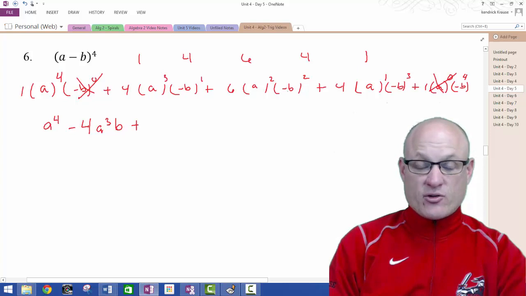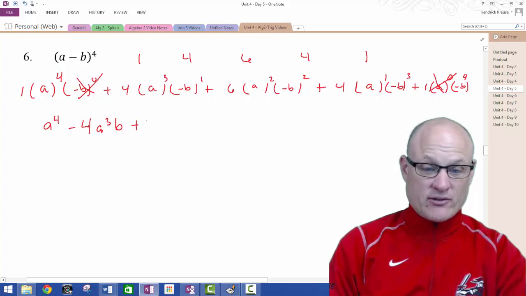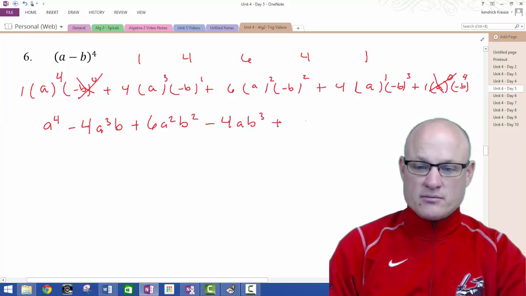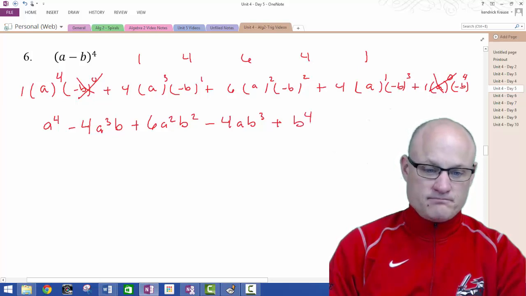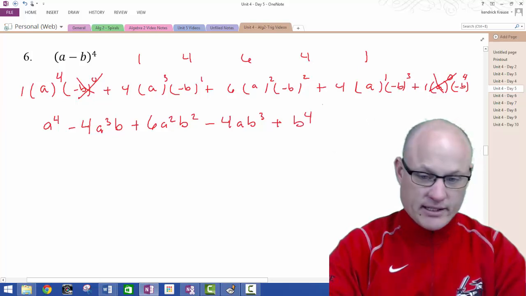That's negative squared. That's positive. So 6A squared B squared minus 4AB cubed plus B to the 4th. That's all she wrote. That one wasn't bad, kiddies.